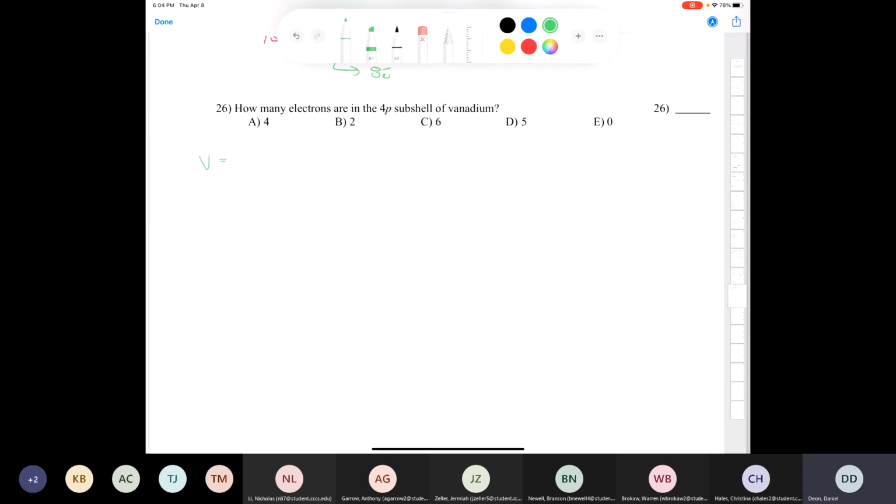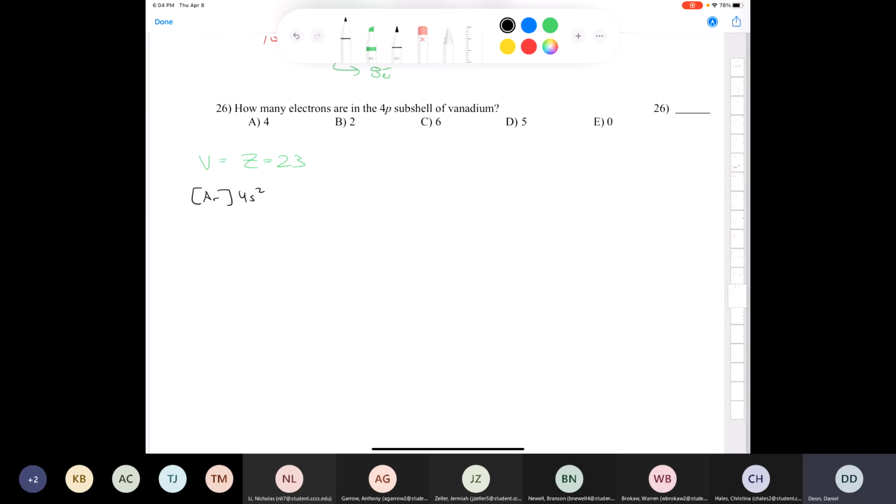Vanadium is element number 23. So there's vanadium. And we want to find out how many electrons are in the 4p subshell of vanadium. Well, let's write out the electron configuration of vanadium. The noble gas that precedes vanadium is argon. And after argon, we're in the 4th period, so we have 4s2.